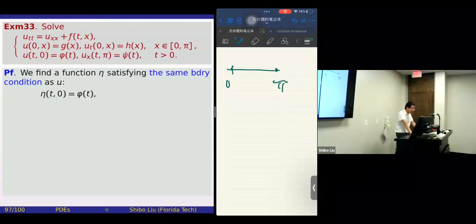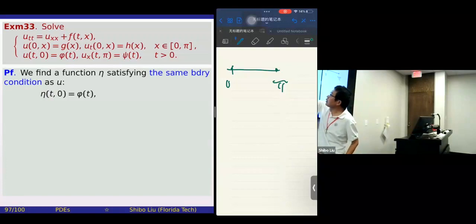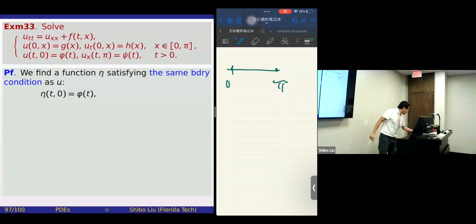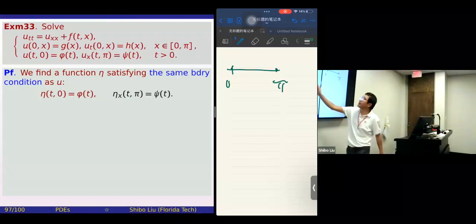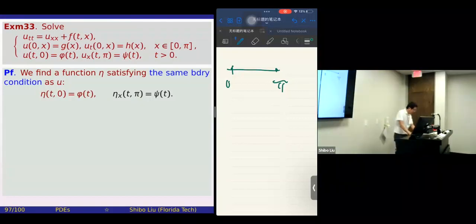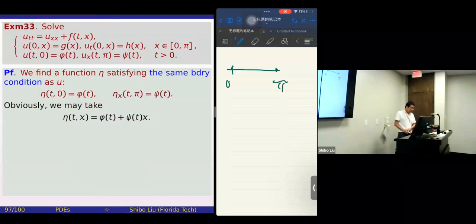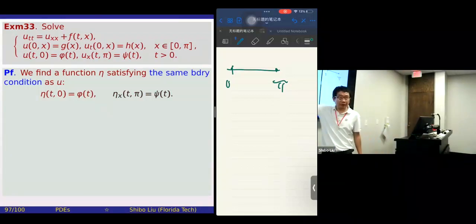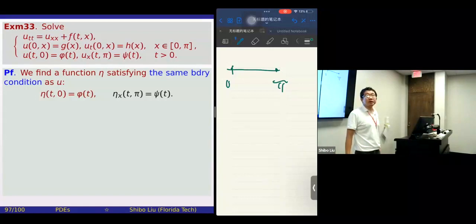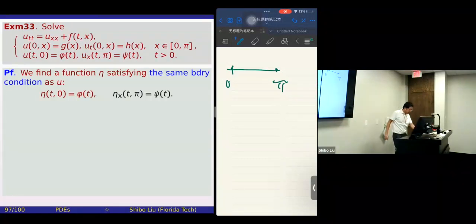So we find the function eta. What should eta satisfy? Eta satisfies the same boundary condition as u. That is, eta(t,0) is phi(t), and the partial derivative of eta with respect to x, at x equal to pi, is given by psi(t). This is what we mean by eta satisfying the same boundary condition. But is there such a function eta? We want to find an eta satisfying this condition, but does such an eta exist? This is the question, but it does exist.